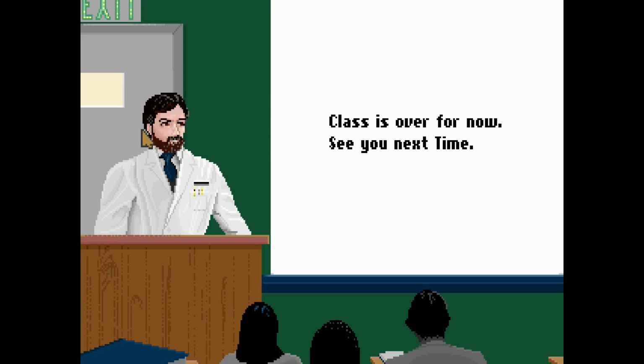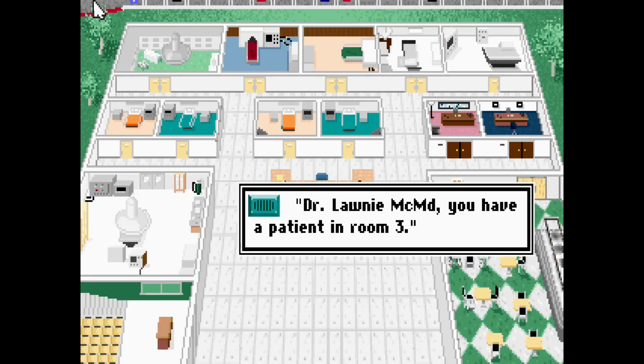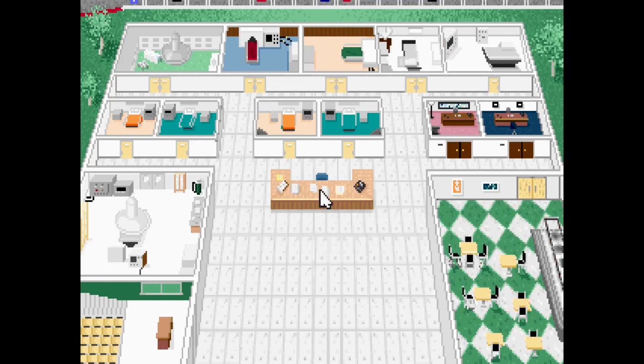I like his beard. Reminds me of Commander Riker. Okay, so we exit. Dr. Lawnie McD, you have a patient in room 3. So, let's just go to the reception first.